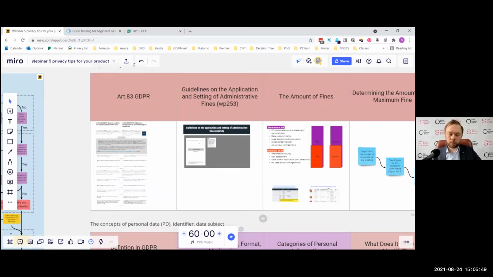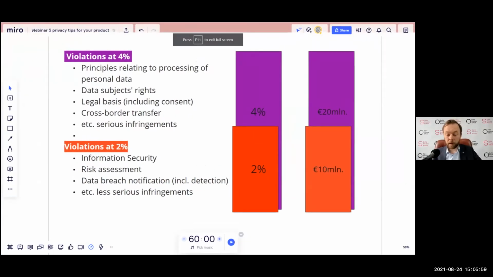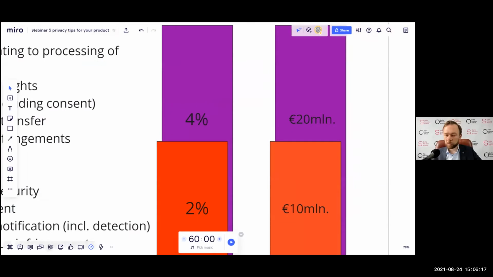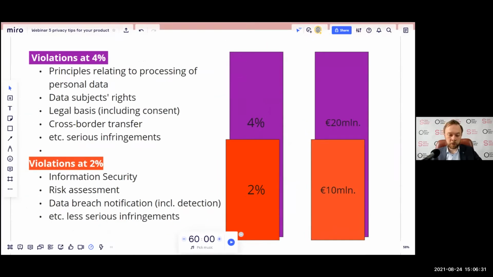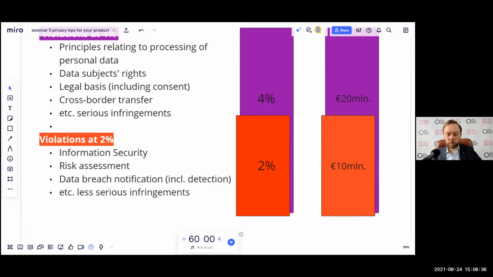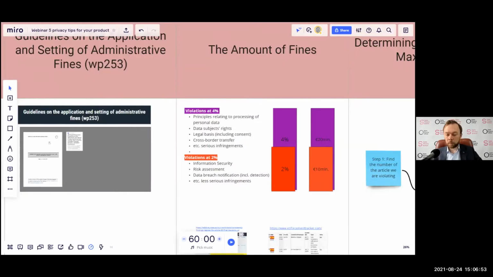GDPR is notorious for the huge fines your company could face for violating principles relating to data processing and data subject rights, or using the wrong legal basis, or breaking cross-border transfer rules, or other serious infringements. Those fines can be up to 4% of the annual turnover of your company or the group of companies, or up to 20 million euros. There are minor violations, the second tier of fines, represented by violations of information security rules, lack of risk assessment and lack of data breach notification. This is quite a good motivator for businesses to think about data privacy.